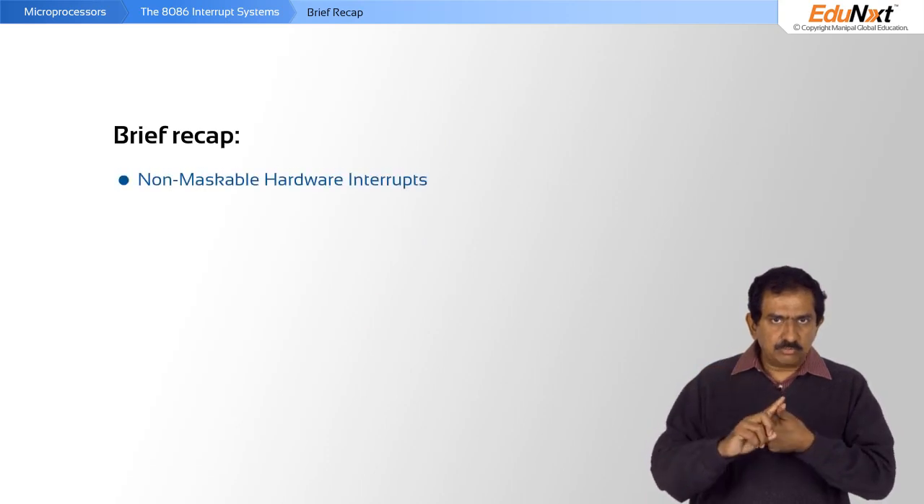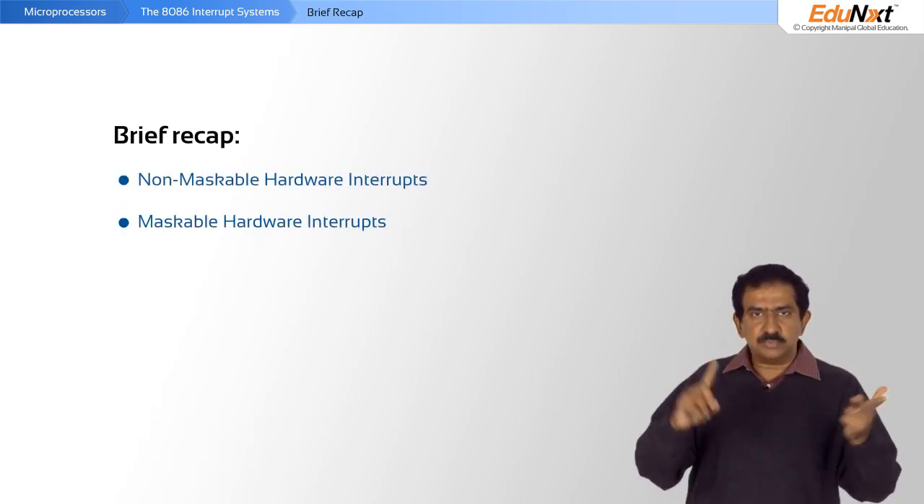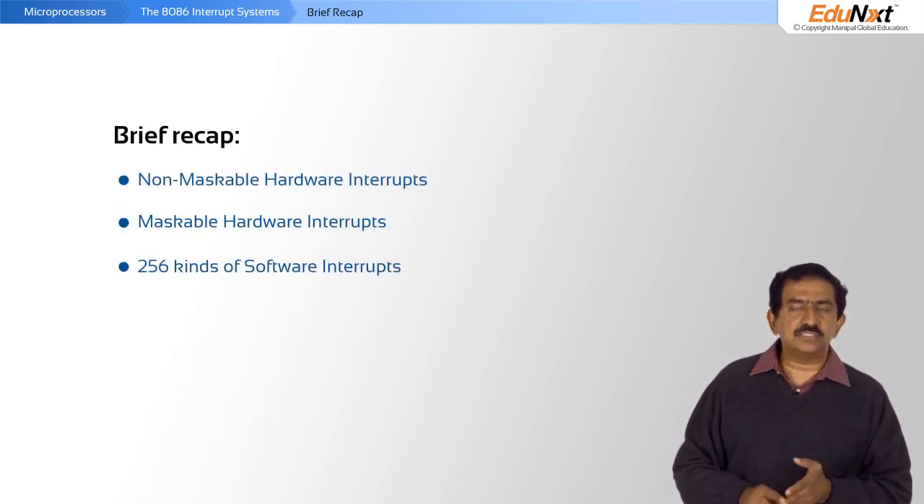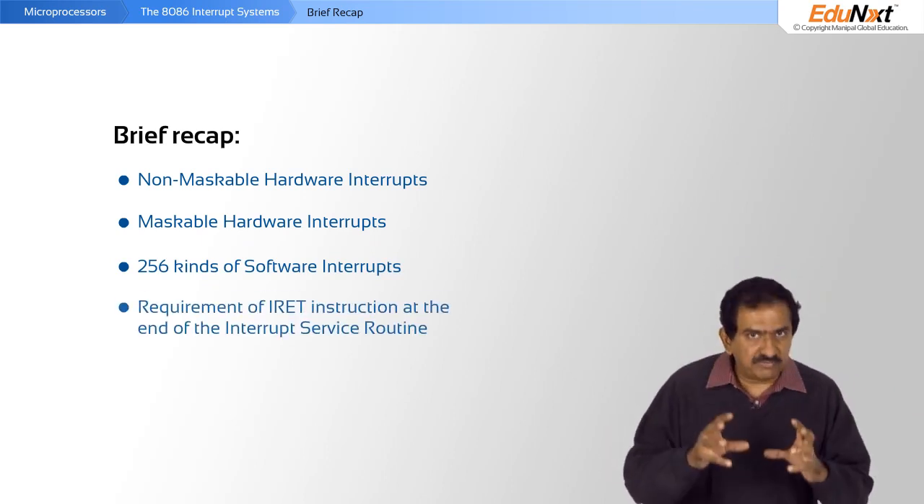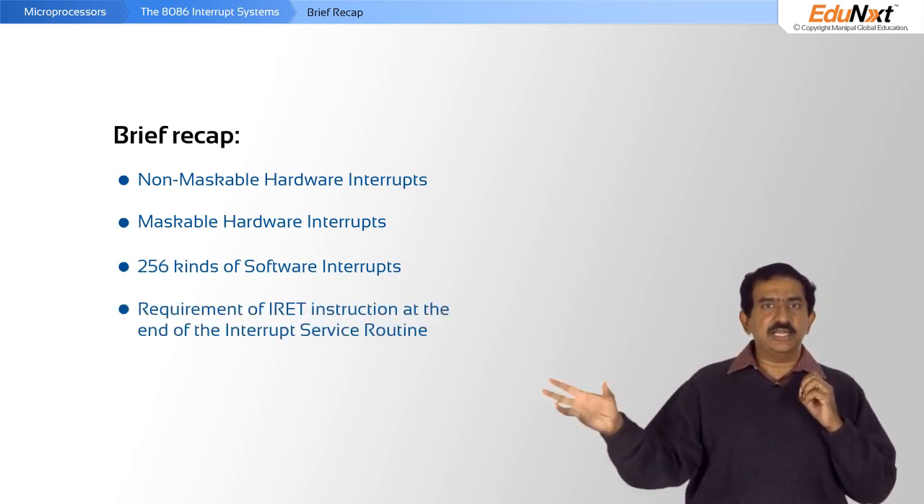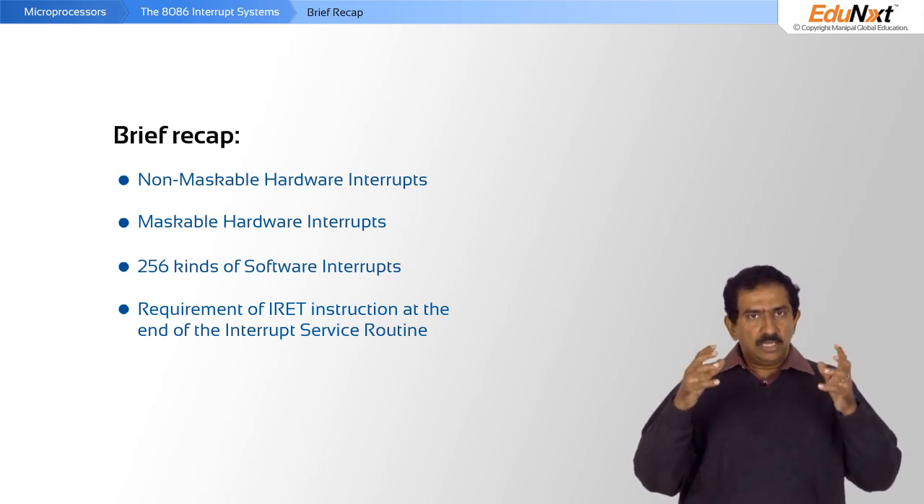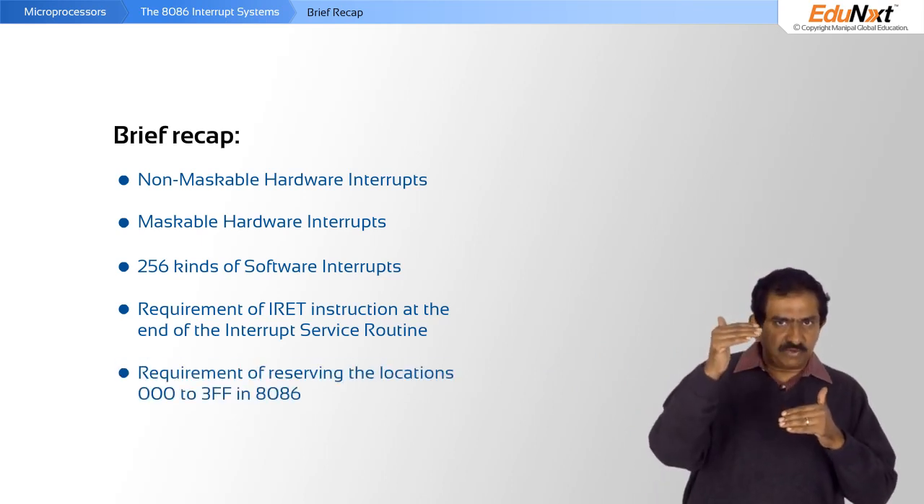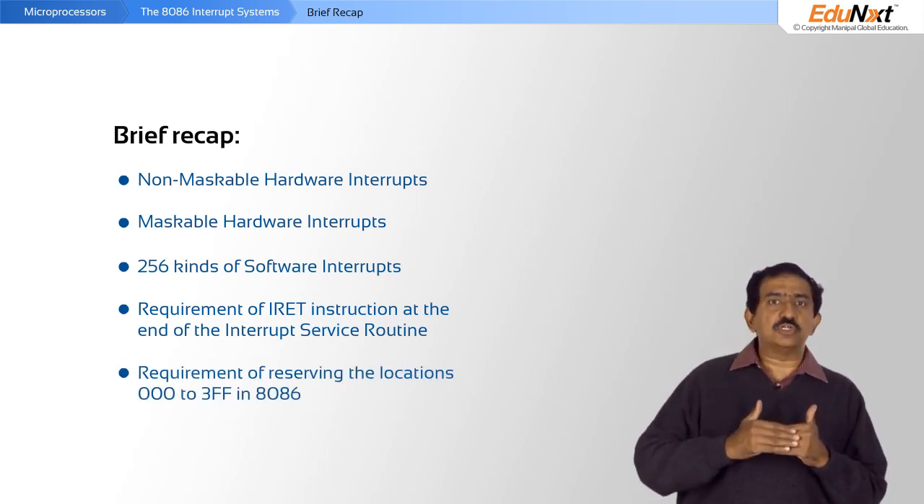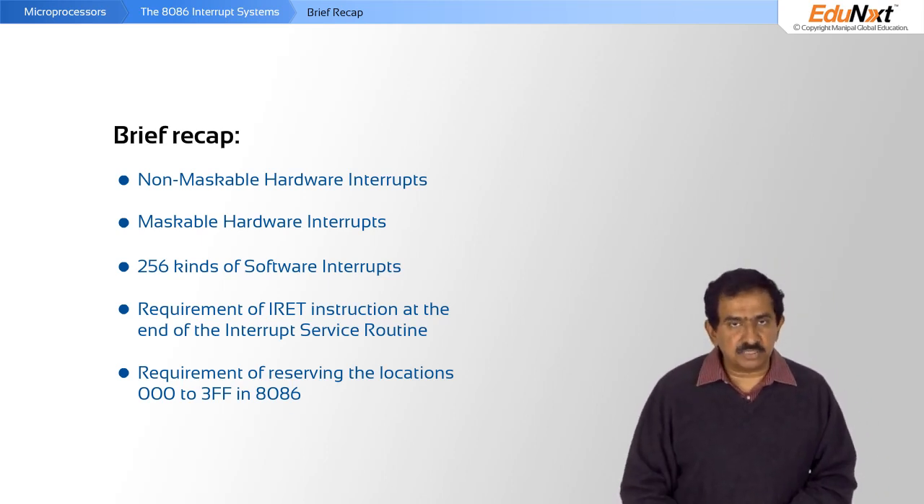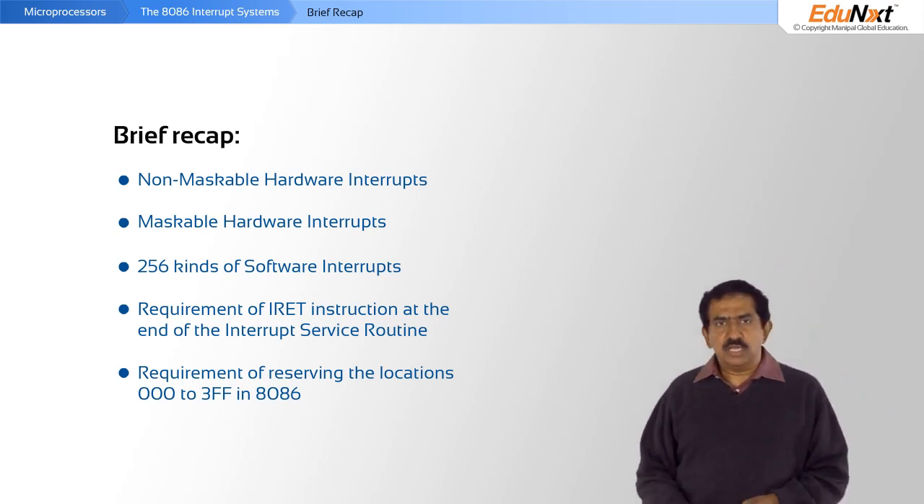This is how interrupts are handled. This is true for both hardware interrupts and software interrupts. This is how interrupts are handled in the 8086. Brief recap. We had non-maskable hardware interrupts, maskable hardware interrupts, and 256 kinds of software interrupts. You need to have an IRET instruction at the end of your interrupt service routine. The locations 000 to 3FF are reserved for storing the interrupt vector table of the 8086.